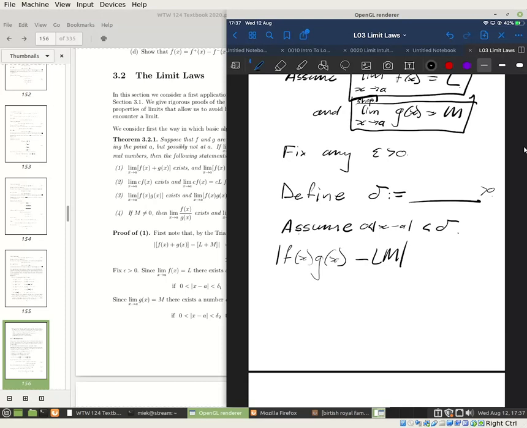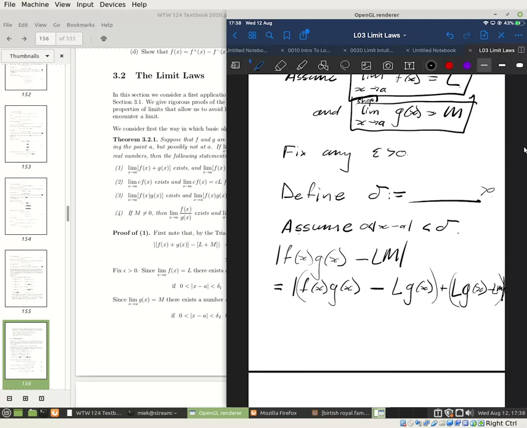And now we're going to do the same trick that we have seen a couple of times before. We're going to add 0 and apply the triangle inequality, but we're going to add a very special 0. You will see. So this is equal to f of x times g of x, and let us subtract L times g of x, and we immediately add it back. L times g of x minus Lm. And let's put brackets like so.